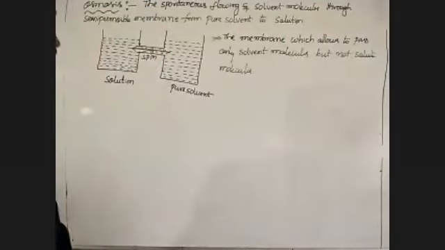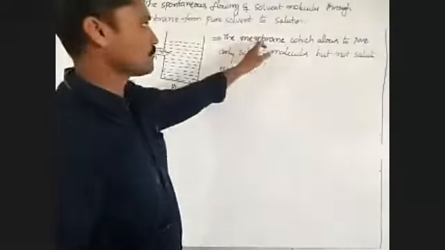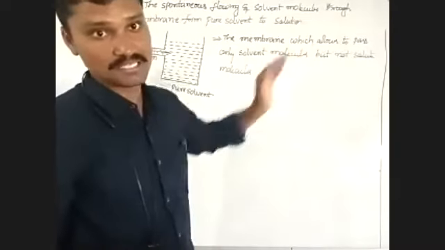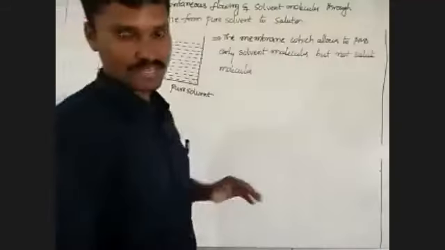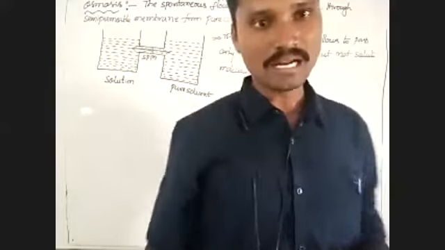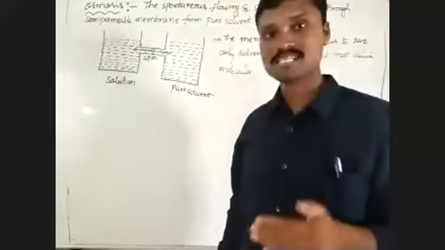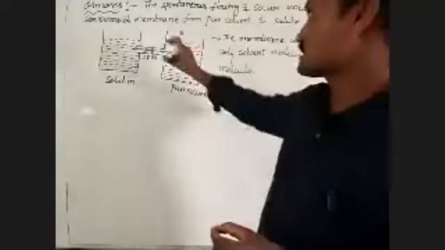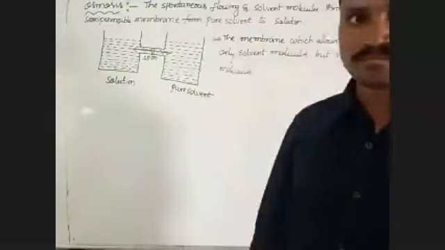That type of membrane is called a semi-permeable membrane. A semi-permeable membrane is a membrane which allows only solvent molecules to pass, but not solute particles. For example, parchment paper, pig's bladder, and the skin around the egg white acts as a semi-permeable membrane.